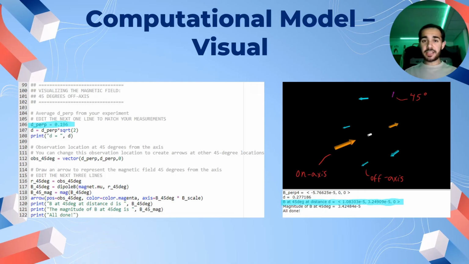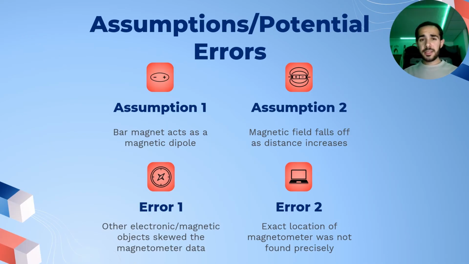The predicted magnetic field is highlighted in blue, which is relatively similar to our observed model, although there are some discrepancies. In this lab, we had to make a few assumptions and had room for potential error. The main assumption was that the bar magnet acted as a magnetic dipole, and the main error was that other electronic and magnetic objects in the room skewed the magnetometer data.